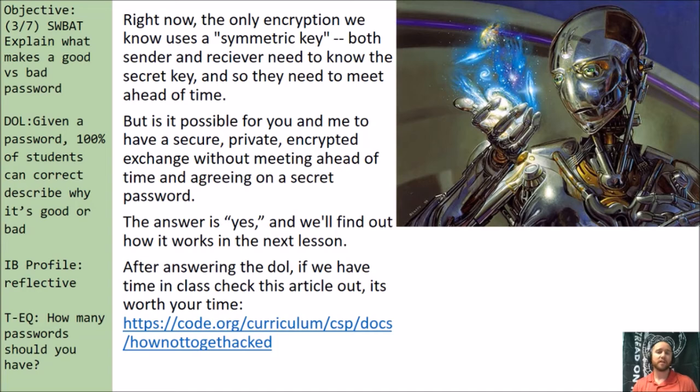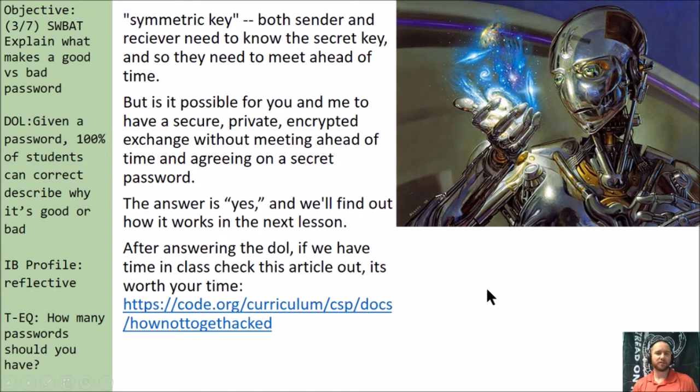Right now, the only encryption we know uses a symmetric key. Both sender and receiver need to know the secret key, and so they need to meet ahead of time. So if I say symmetric key, what I'm saying is that both sender and receiver need to know the secret key. Thus, they are symmetric. The key from the receiver is the same key from the sender, and that's very hard to do. They have to meet secretly and then not share that information.